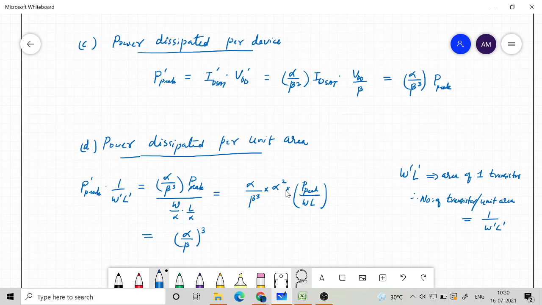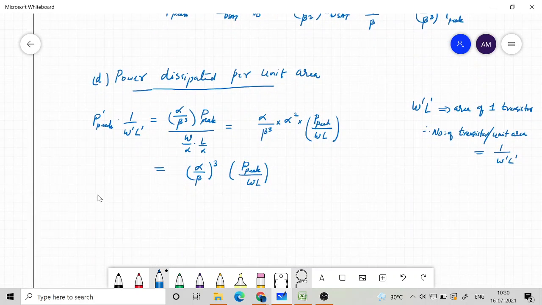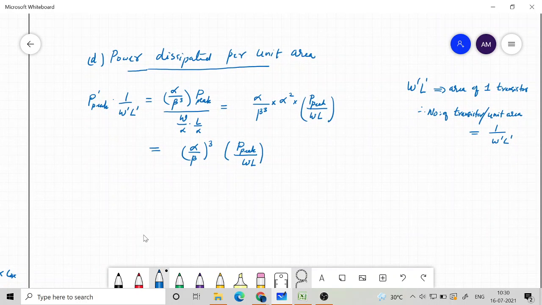So if we have to keep the heating per unit area the same as corresponding to the previous node, then it's very important to have full scaling, because in full scaling alpha is equal to beta. So this is one of the menaces of scaling: if you don't do full scaling, you are going to produce more heat per unit area.